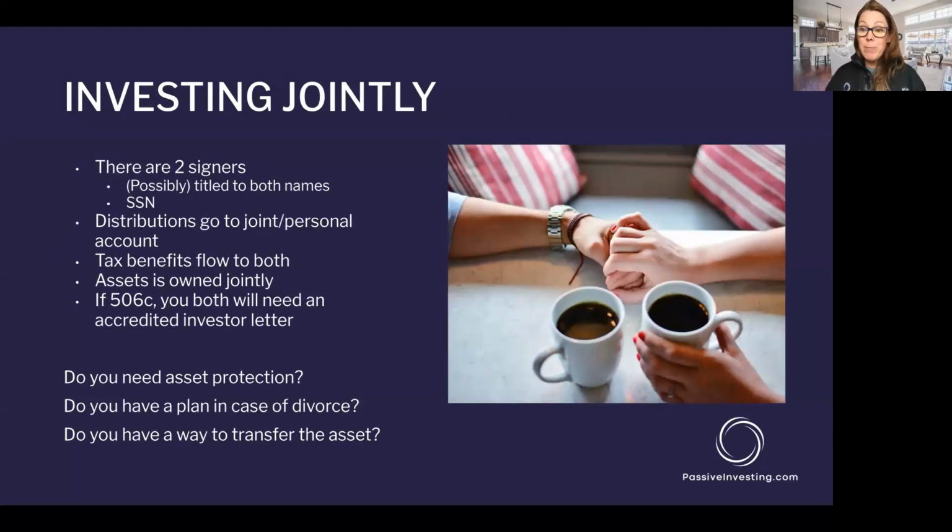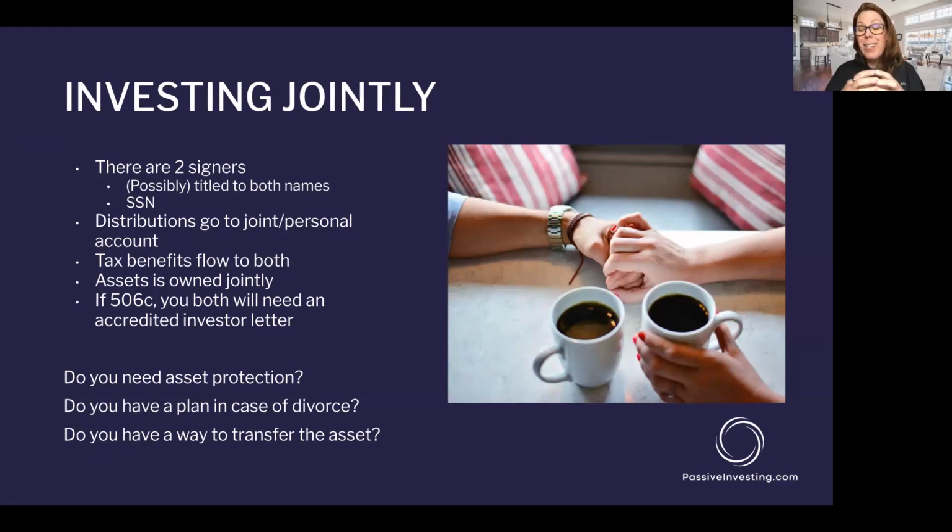Investing jointly, right? Here, there are going to be two signers. Some PPMs will allow you to title the asset in both names. Some of them will just say titled in one name, and then the spouse fills out a separate form. The tax ID is going to be the social security number, or numbers, depending on how the form is structured. All the distributions should go back to the joint or personal accounts.